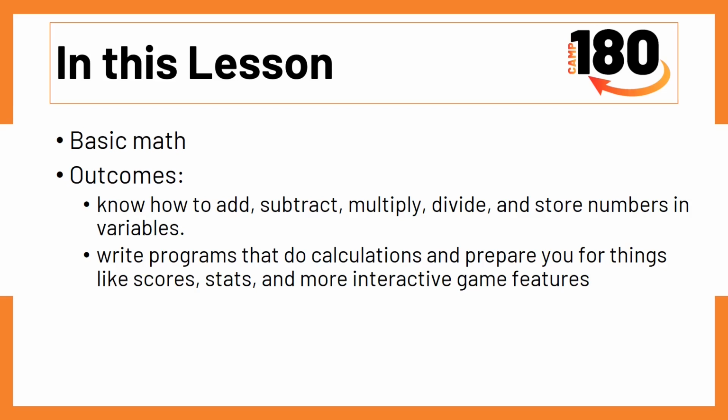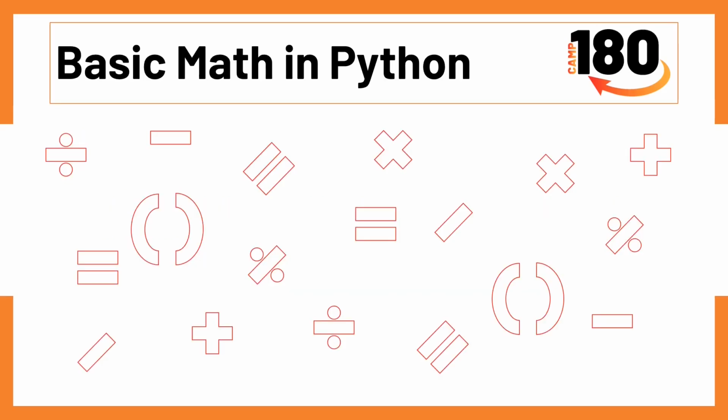By the end of this video, you'll know how to use Python to perform simple arithmetic operations with numbers and variables. These are skills you'll use in every program you write, whether it's calculating player scores, controlling movement in a game, or simulating physics. Python can do math just like a calculator, but it's even more powerful because we can combine math with variables, input, and logic.